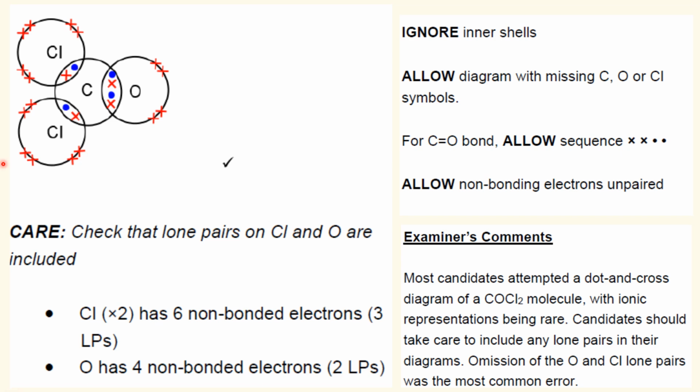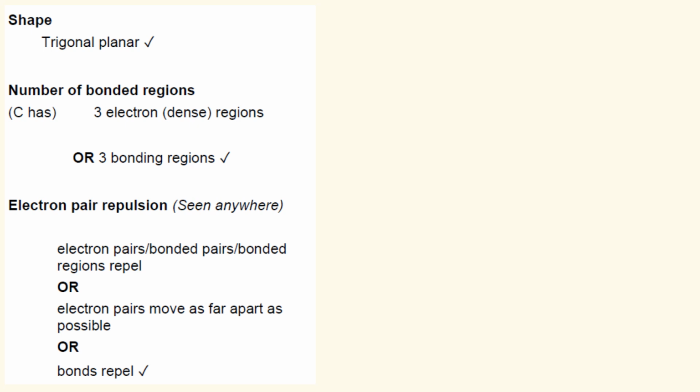It's because people are just getting fixated on the central atom, which is important, but obviously to draw a dot cross diagram, you've got to include all the outer shell electrons. So that means these ones as well, around the outside of the chlorines and the oxygen. So their shape is trigonal planar, like we said, 3 bonding regions, and no lone pairs. So the electron pair repulsion, you can put that in anywhere. You can say it several ways as well. Bonds repel, electron pairs move as far apart as possible, or electron pairs repel.